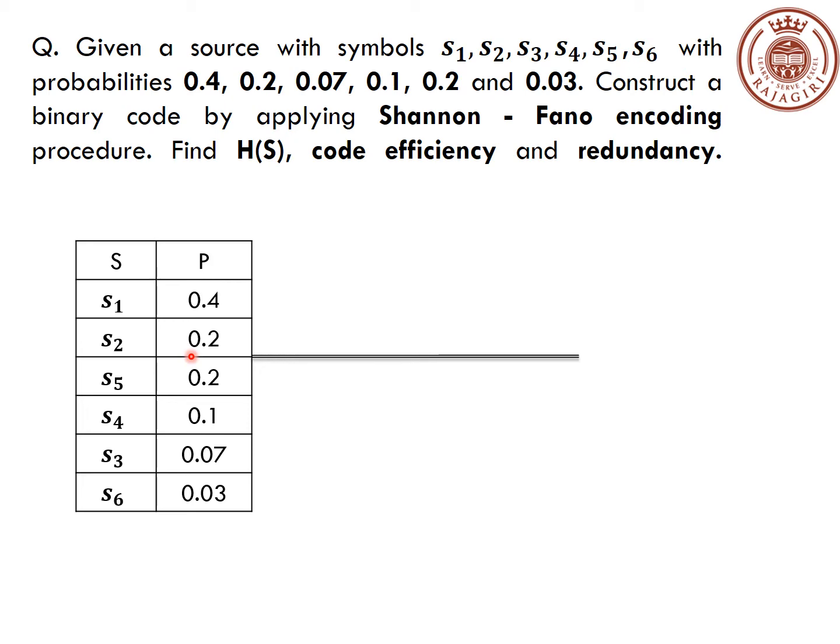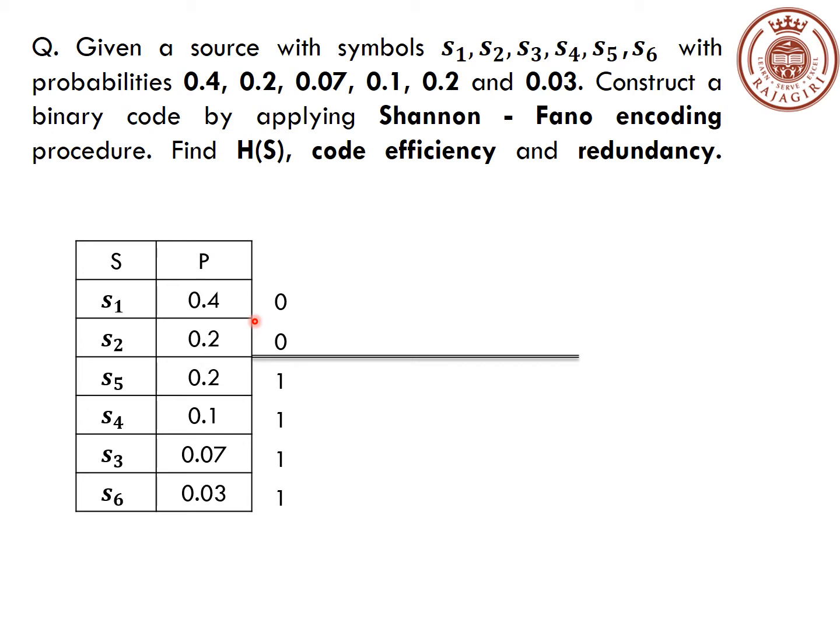After you've divided it into 2 groups, assign the symbols in group 1 with a 0 and the symbols in group 2 with a 1. So that is what is shown here. Zeros are assigned here, and the ones are assigned to the group elements in group 2. So this is a basic procedure.